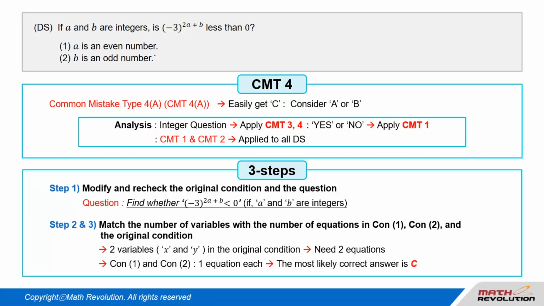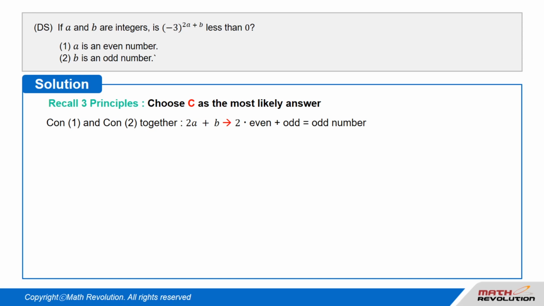From the original condition, we have 2 variables, a and b. To match the number of variables with the number of equations, we need 2 equations. Since conditions 1 and 2 will provide 1 equation each, C would most likely be the answer. Recall the 3 principles. Choose C as the most likely answer. Let's look at both conditions together.